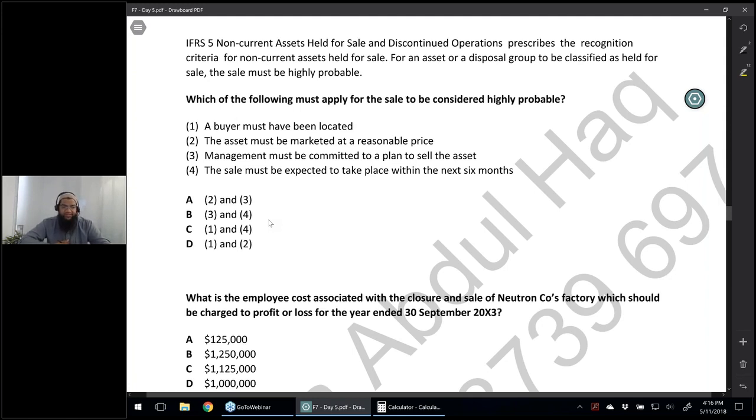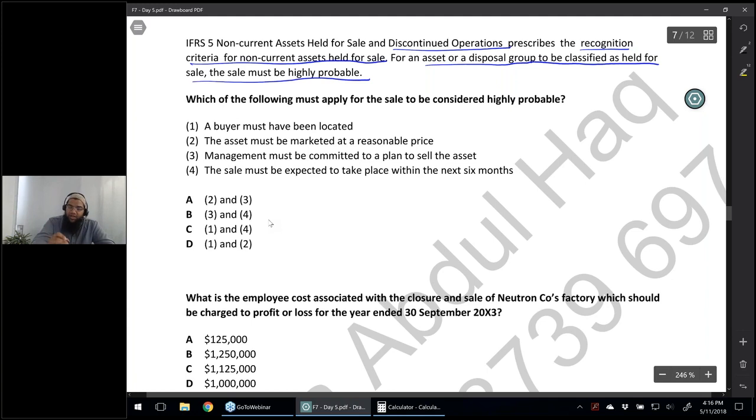So now the question says that IFRS 5 Non-current Assets Held for Sale and Discontinued Operations prescribes the recognition criteria for non-current assets held for sale. For an asset or a disposal group to be classified as held for sale, the sale must be highly probable. Which of the following must apply for the sale to be considered highly probable?